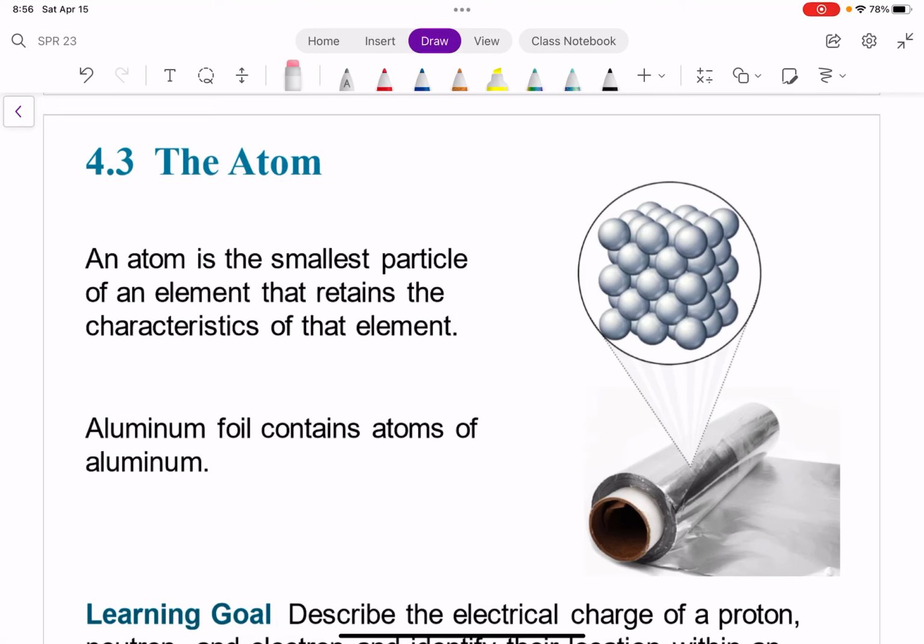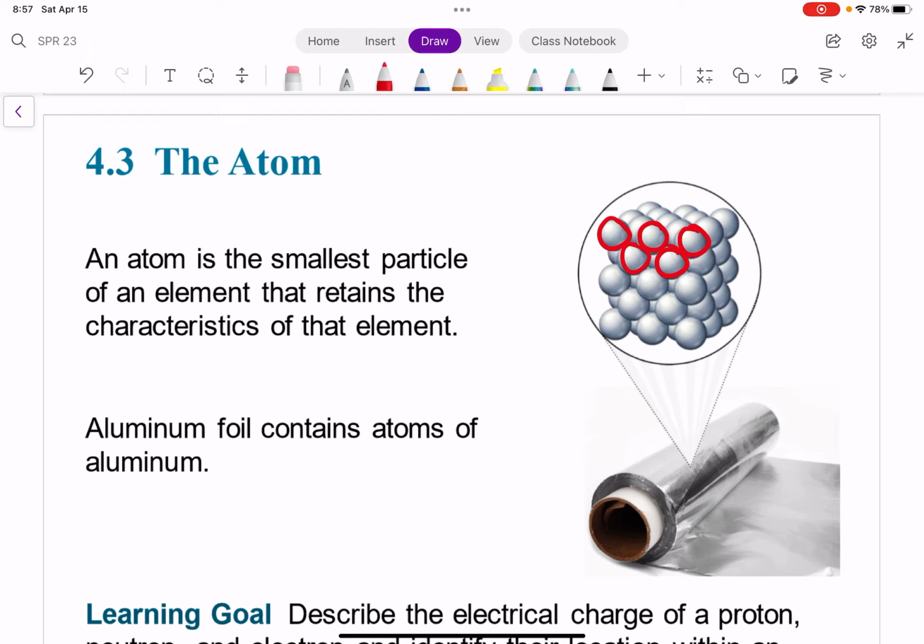In this video, we're going to continue talking about chapter 4 in our textbook, and we'll start with 4.3, the atom. So an atom is the smallest particle of an element that still retains the characteristics of that element. So if you look over on the right there, you've got some aluminum foil. If you were to zoom in really close in that aluminum foil, you'd eventually see these individual aluminum atoms. Okay, they're kind of like the building blocks of the element.